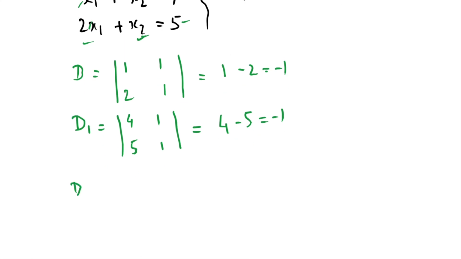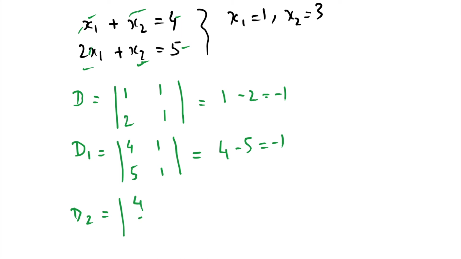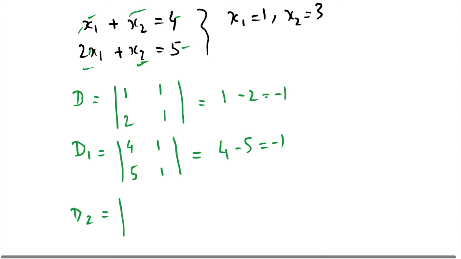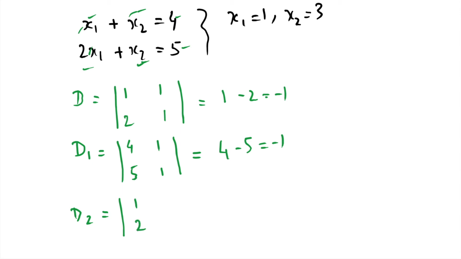Very similarly you can write down what d2 is. So d2 will be 4, 5 and then 1, 1, and this, I'm sorry, I made a mistake again. So d2 will not be this. d2 will be 1, 2, and now you have to replace the coefficients of x2 with the constants here. So this becomes 4, 5, and this becomes minus 3.